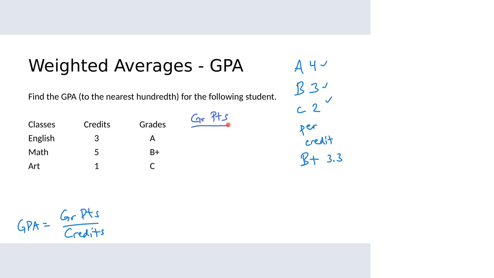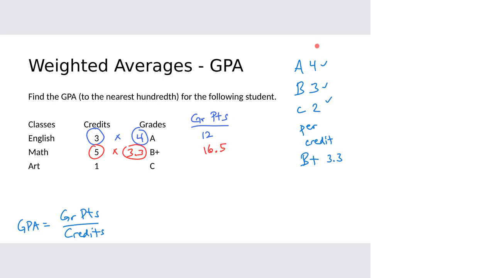All right, well, they took a 3-credit class and got an A. That's 4 points per credit. And so 3 credits, 4 points per credit, we're going to multiply those, and that class was worth 12 grade points. And then in the math class, it was a 5-credit class. They earned a B plus, which is 3.3 points per credit. So we'll multiply those. And 5 times 3.3 is 16.5 grade points for that math class.